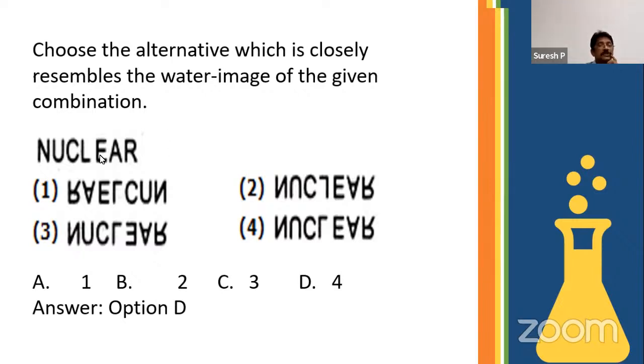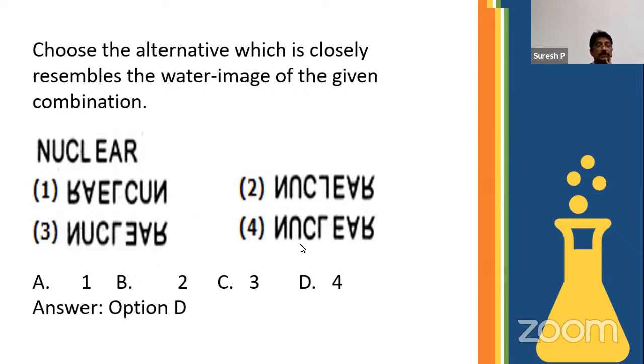So here, nuclear, correct? So what is the water image here? Just now I said the water image of C will be C. Okay, correct? Here all seem to be the same. The water image of A will be inverted A, correct? So this is inverted, correct? And the water image of N is inverted N, like this. And the water image of U will be inverted U. And the water image of L seems to be okay.